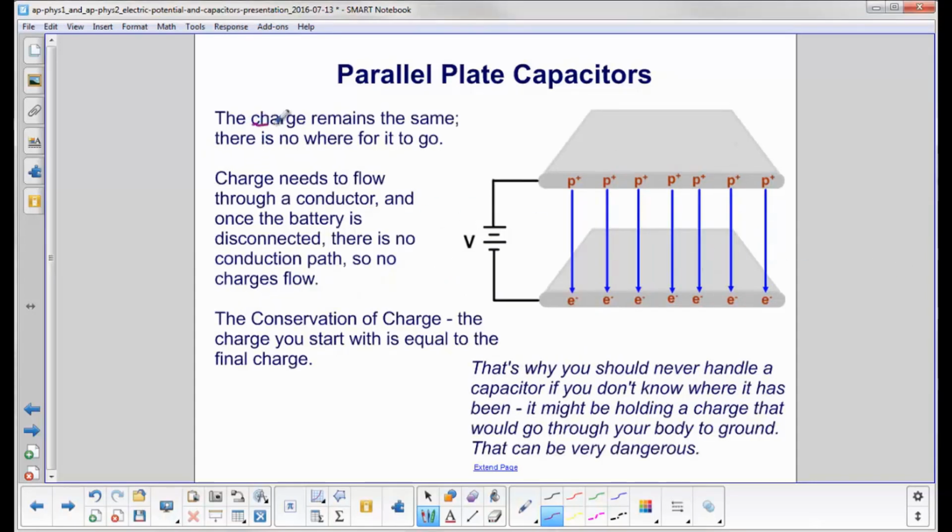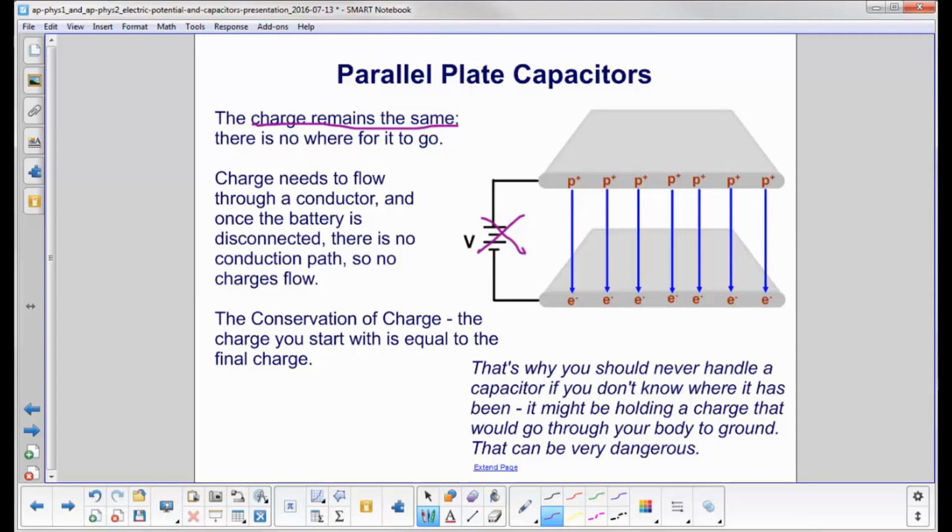The charge remains the same. There's no place for it to go. Charge needs to flow through a conductor, and once the battery was disconnected, there's no conduction path, so no charges flow. Charges can't flow between the conductors because air is a great insulator. So the conservation of charge tells us that the charge you start with is equal to the final charge.